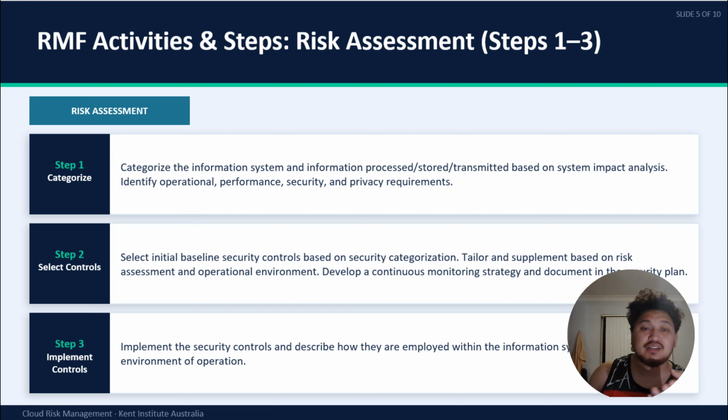Step 2 is to select controls. Based on your security categorization, you select an initial baseline of security controls. But, and this is important, you don't just apply a one-size-fits-all control set. You tailor and supplement those controls based on your specific organizational risk assessment and operating environment.